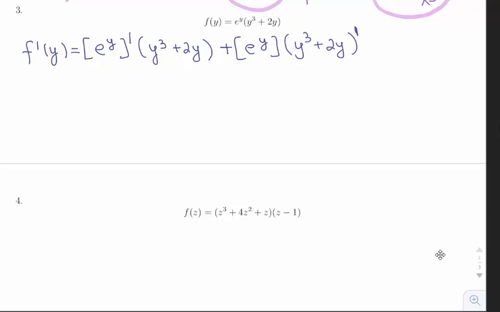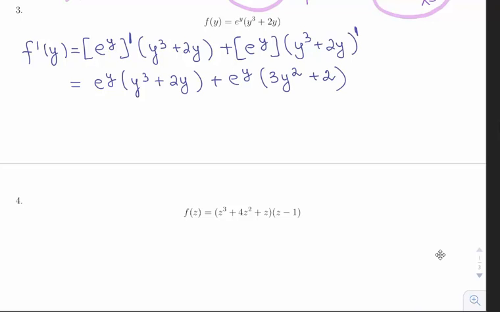At some point, once you develop these skills of finding derivatives relatively quickly, you can skip this step, but I strongly encourage you to do this step at the very beginning. So e to the y prime, that's just e to the y, times y cubed plus 2y. Okay, what happens here? E to the y stays, and then the derivative here would be 3y squared plus 2.